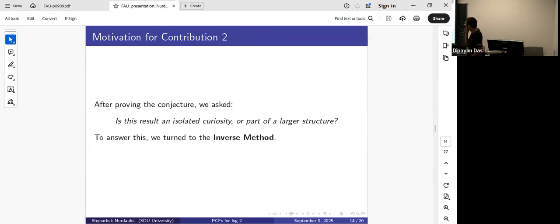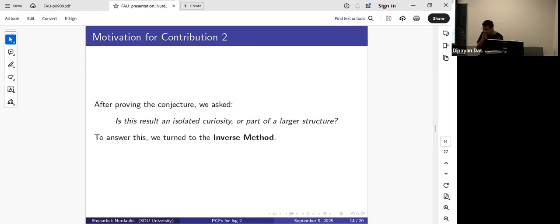After doing that, there was a question: is this result unique, or can we find some other polynomial continued fractions that are also related to log 2? So we proposed the inverse method. What does the inverse method say? Until now, we knew the an and bn, and we were trying to find big An divided by Bn, its convergence, and based on that, we tried to find closed form solutions, and based on that, find the limit.